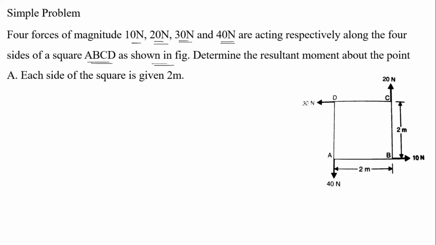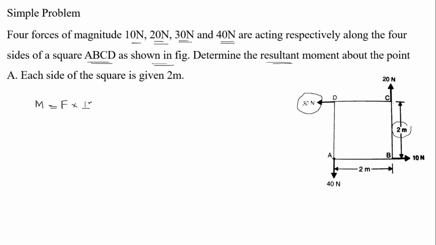So, this is the figure and each side of the square is 2 meter. We have to determine the resultant moment about point A. We are going to take moment about point A. We know that moment is equal to force into the perpendicular distance between the force and the point about which we are taking moment. There are 4 forces: at point A 40 Newton, at point B 10 Newton, at point C 20 Newton, at point D 30 Newton.